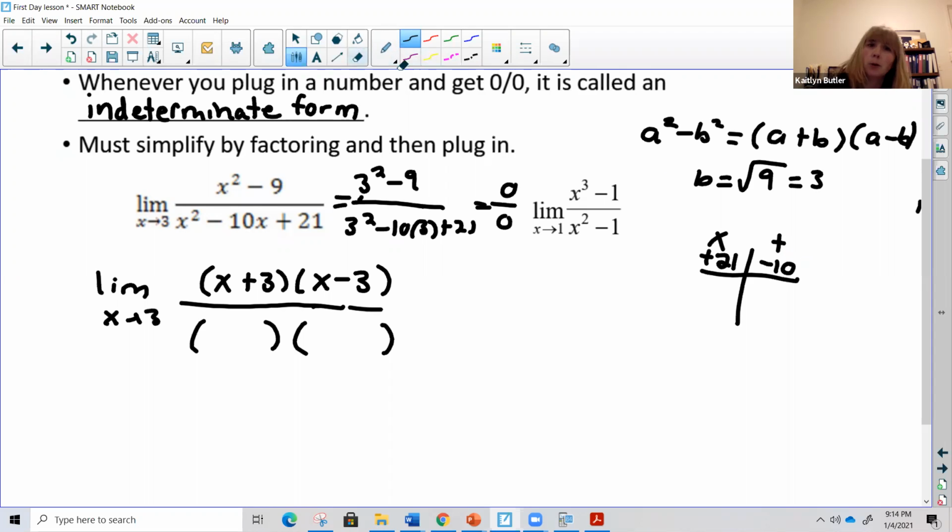Okay, and some people are really good at guessing this right away, and other people, it might take a few tries. But if I think about 21, what multiplies to it? Well, 7 times 3. But if I add 7 and 3, I would get a positive 10. But if I make them both negative, a negative times a negative gives me a positive, and negative 7 plus negative 3 gives me a negative 10.